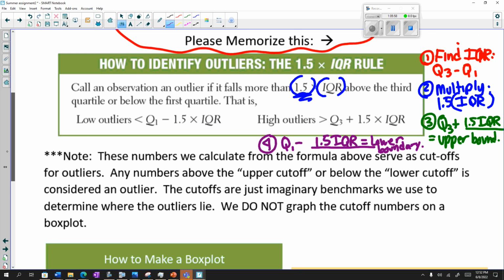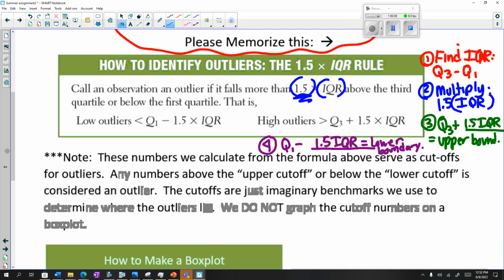Okay, so there's the formula. It is in the box, but I wrote it out on the side, nice and color coded for you. So these are the steps that you need to know. And it has shown up as a free response on the AP, but maybe not recently.